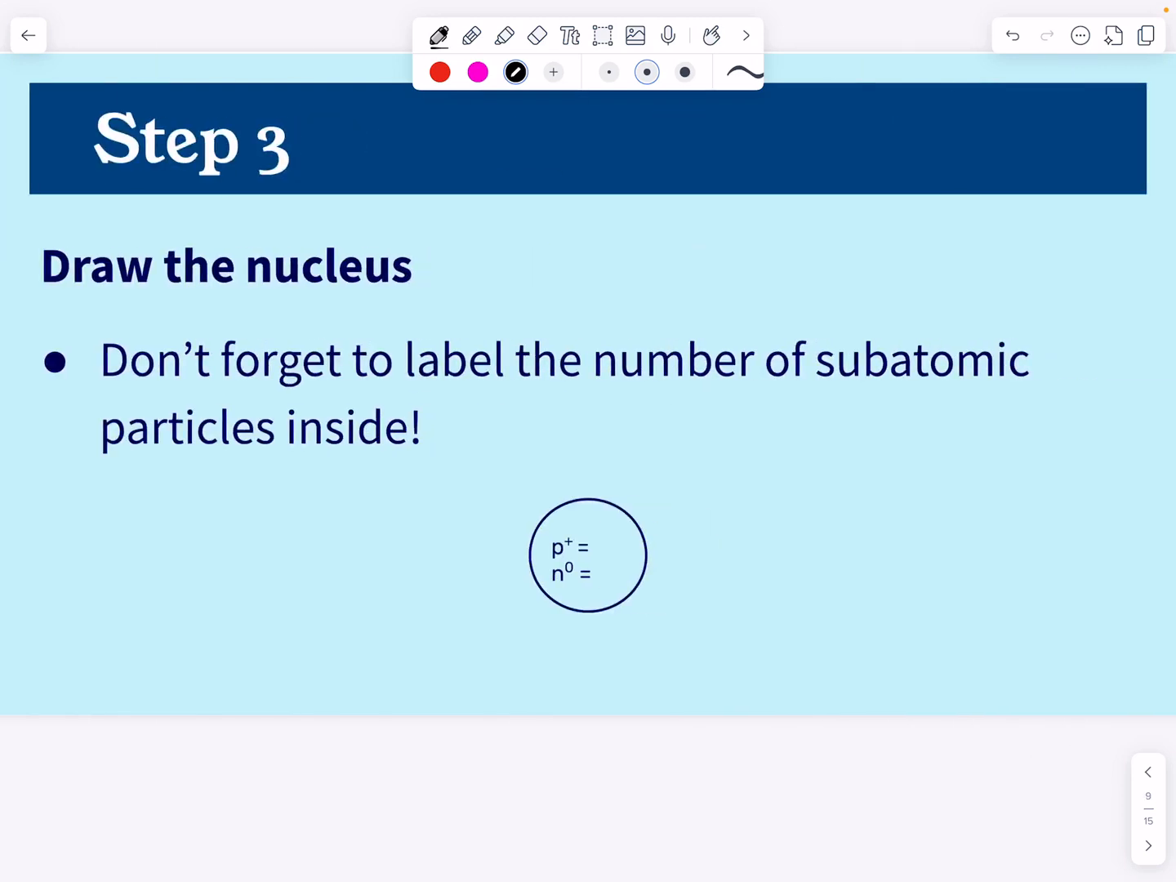Step 3, draw the nucleus. We know that the nucleus is the center of the atom. Again, we are using the Bohr model to do this because it's the easiest way to illustrate it. So we want to just draw a circle in the center. There are 8 protons and 8 neutrons in our example of oxygen. So this is our nucleus.